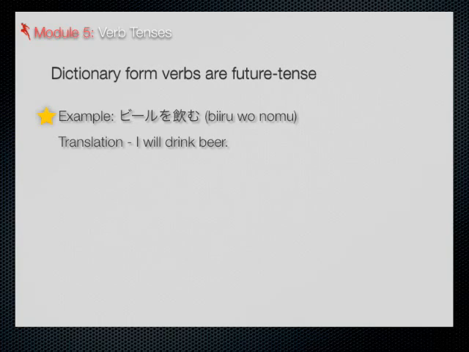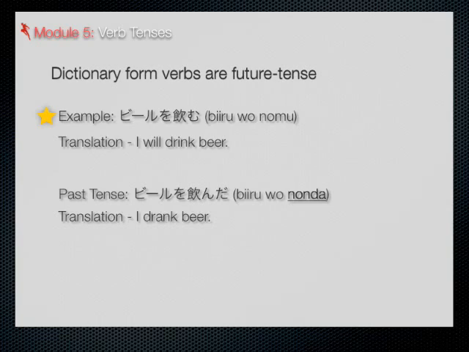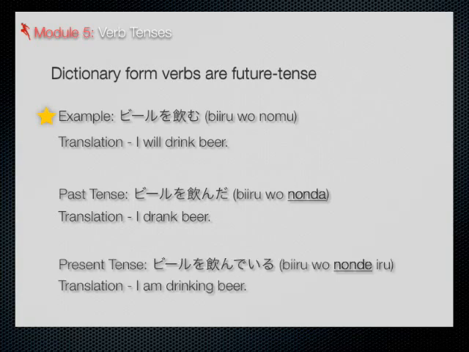To get the verb into its past tense form, for example, if you wanted to say "I drank beer" instead of "I will drink beer," you need to change the verb into its ta form. So in our example, the ta form of nomu, drink, is nonda. So the sentence would become biru o nonda, and now you have the past tense form. For the present tense, we want to use the te form of the verb and add the letters iru to the end of it. So for our beer drinking example, our present tense of the sentence would be biru o nondeiru. Biru o nondeiru. I am drinking beer.